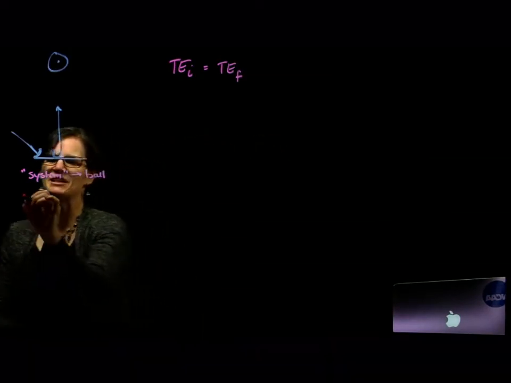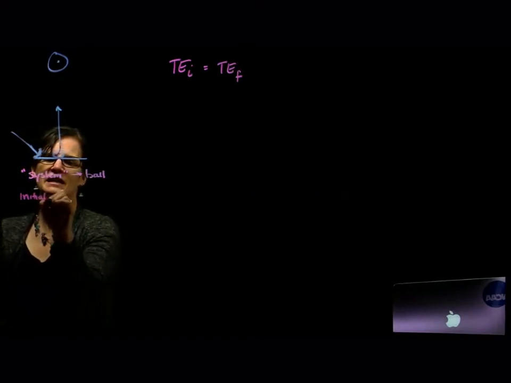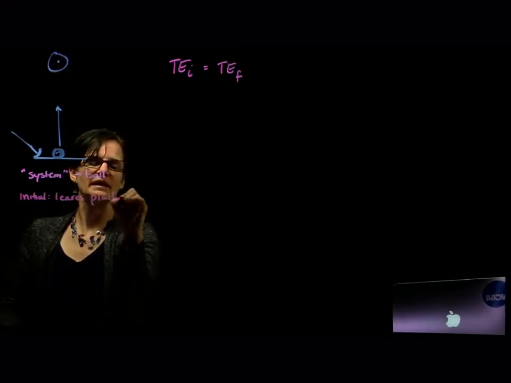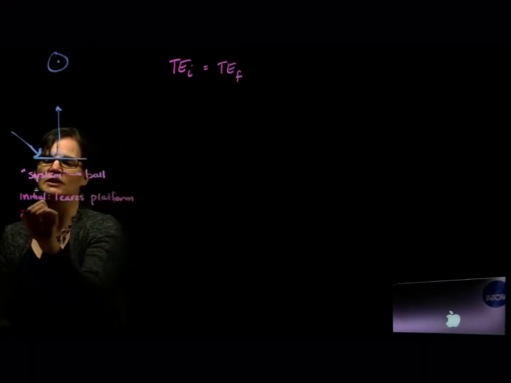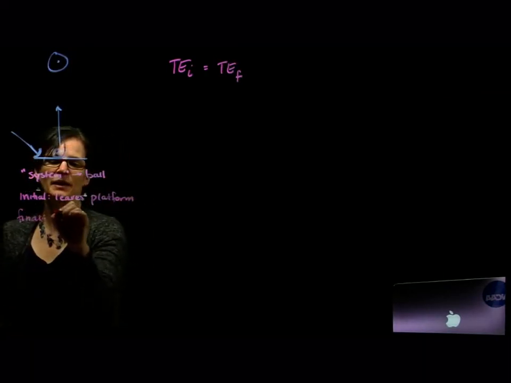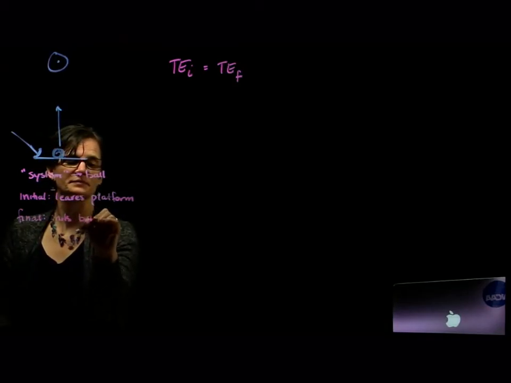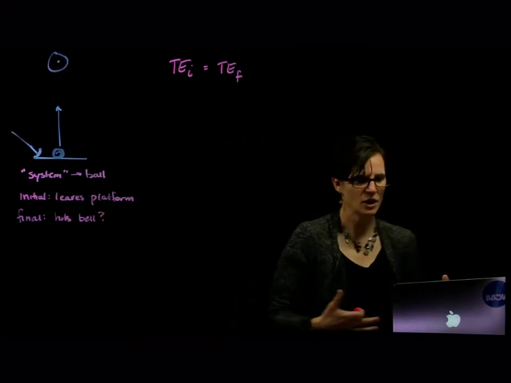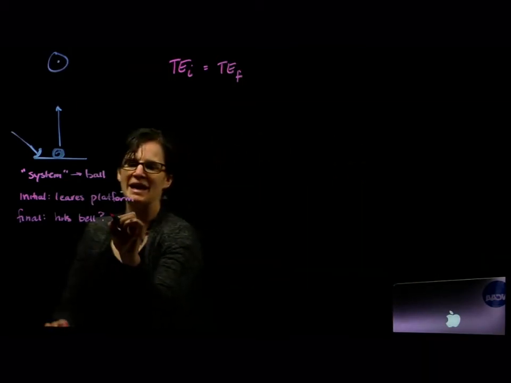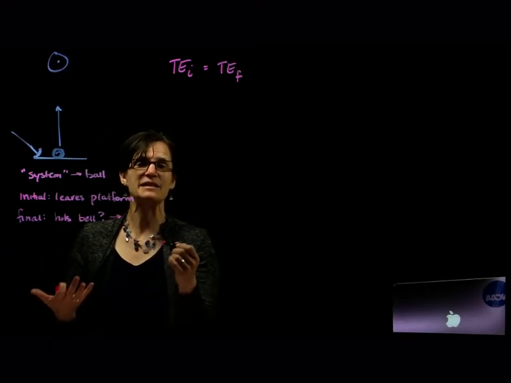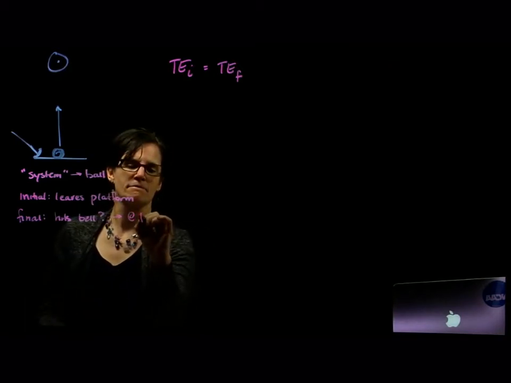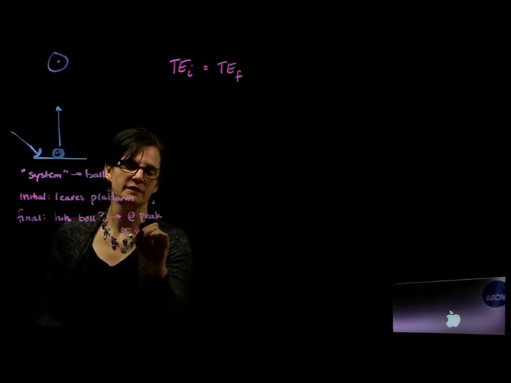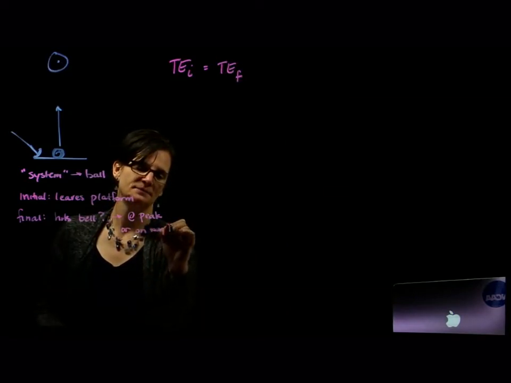Let's say that the initial is when the ball leaves the platform, and our final is when it hits the bell. If it hits the bell. So will it hit the bell? It's really asking, will the bell ring? So if it hits the bell, the final is at the peak or on the way up.